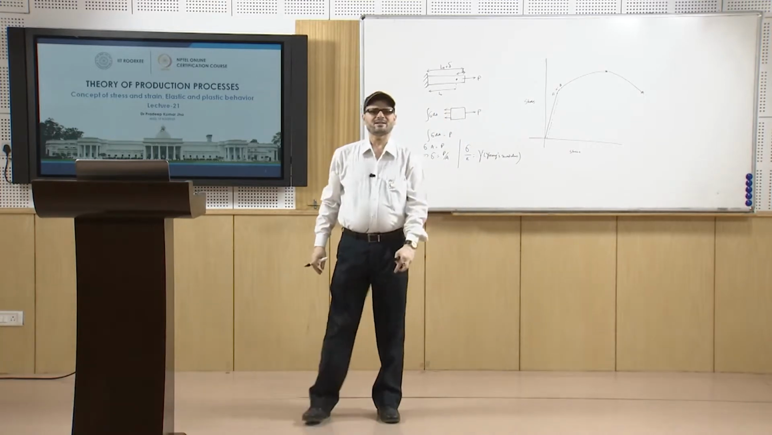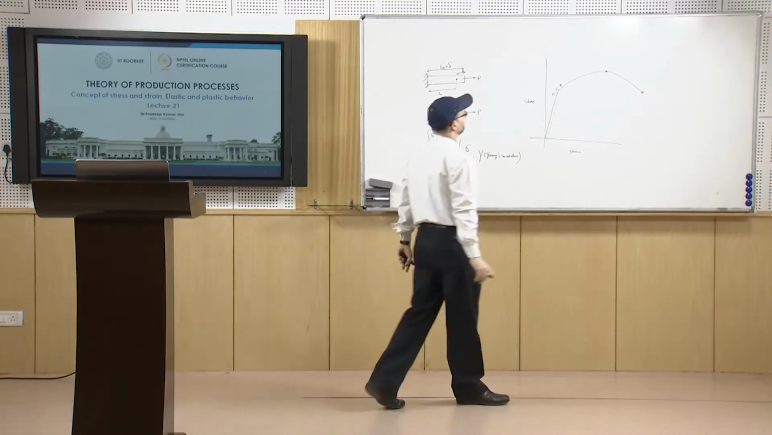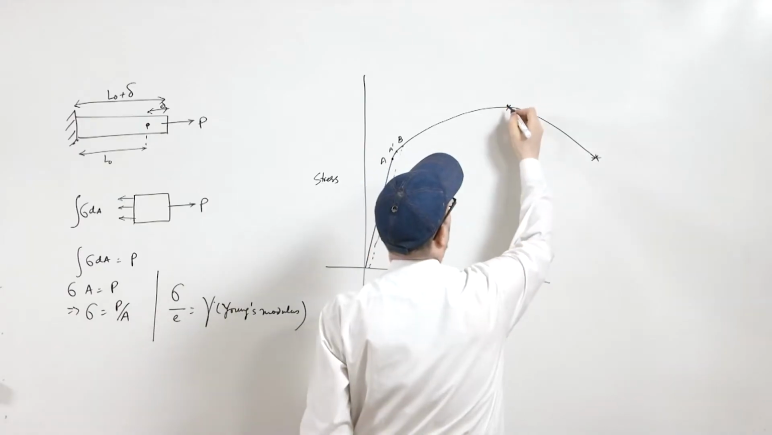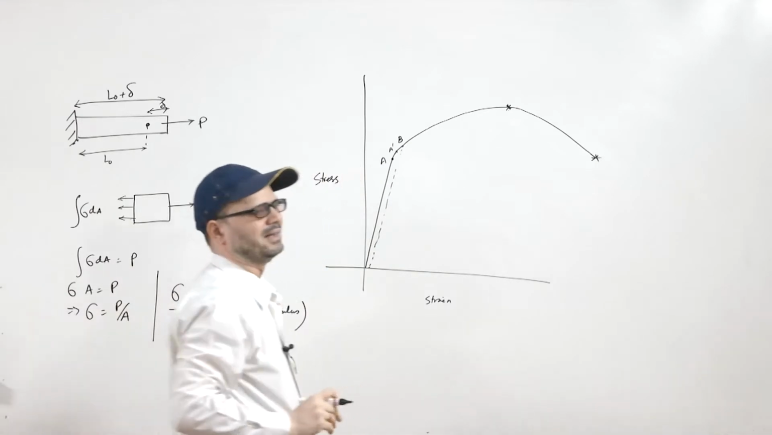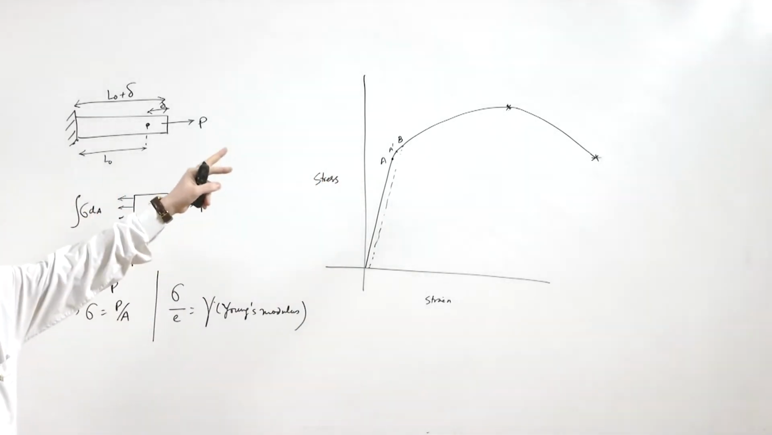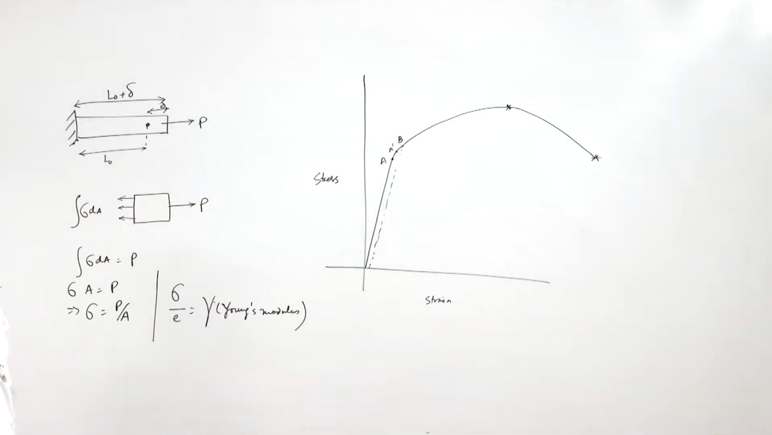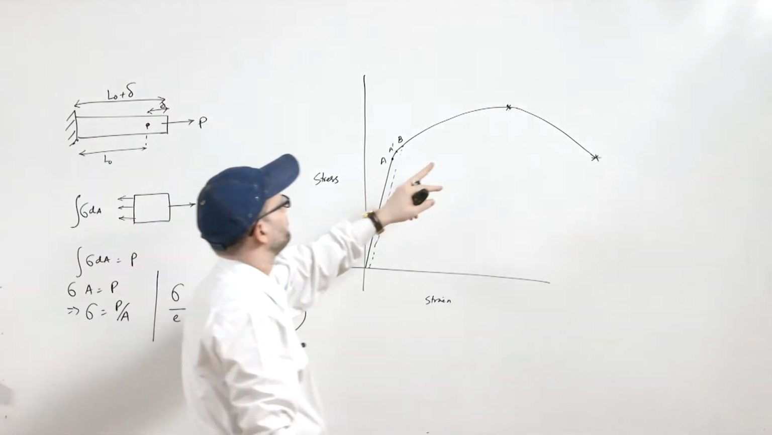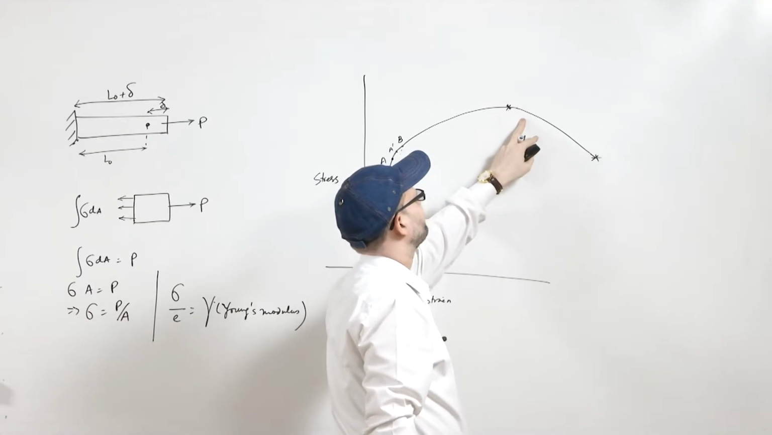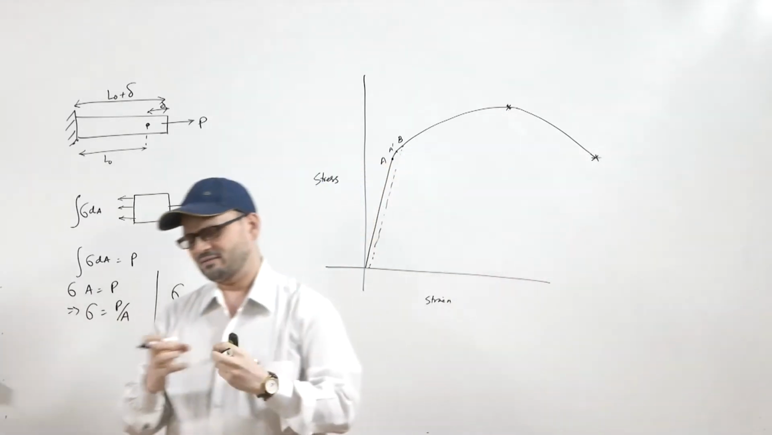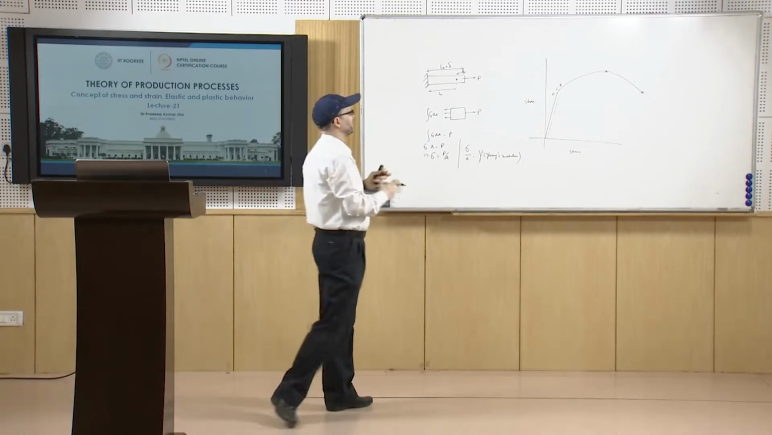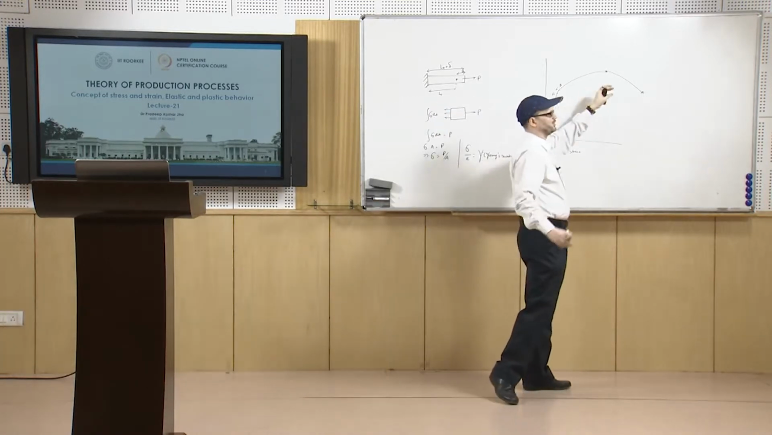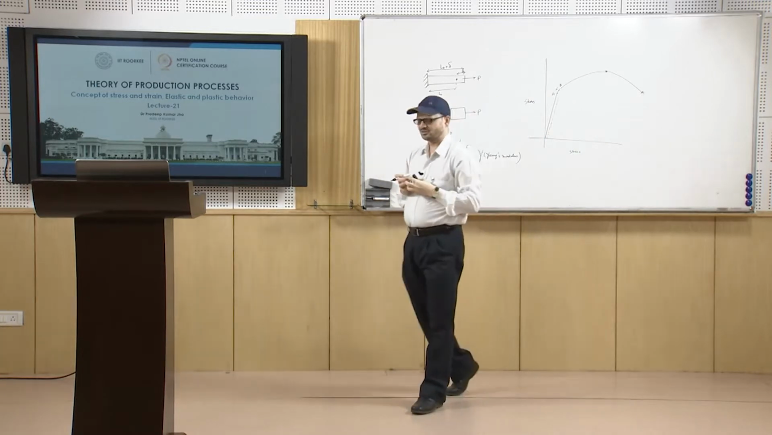At this point, the maximum point is known as the UTS point, or the tensile strength point. The strength which we get there is known as the tensile strength of the material. After the tensile strength of the material, the material necks down. At that point the necking has formed, and the material's cross section has decreased.